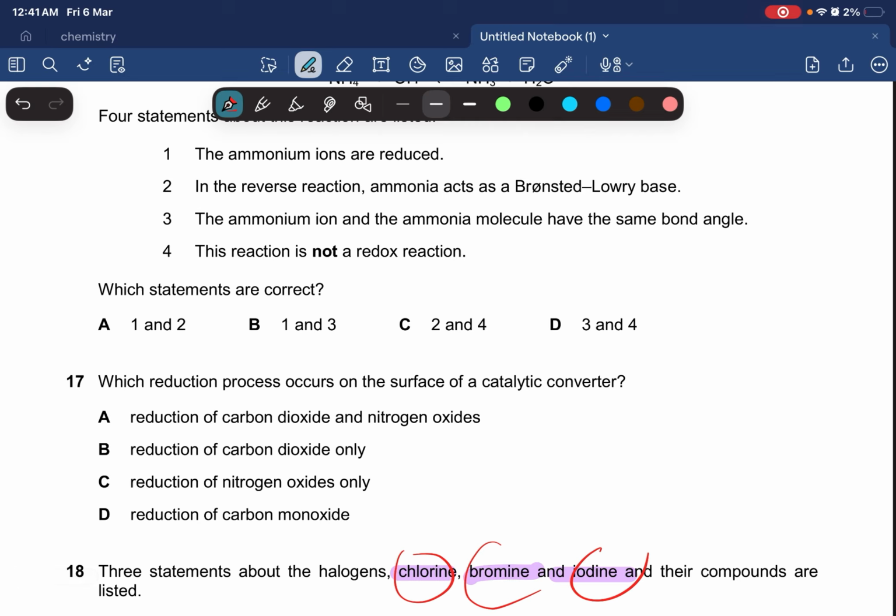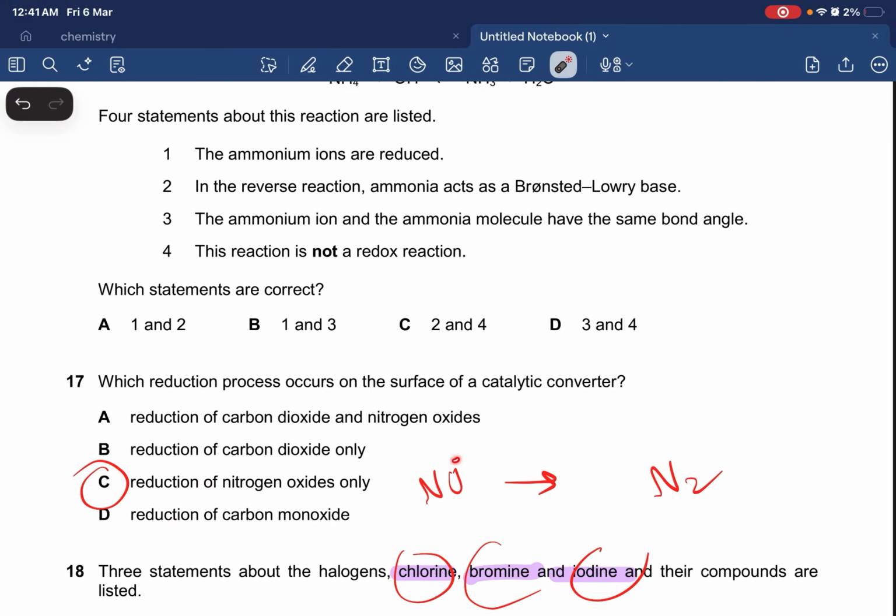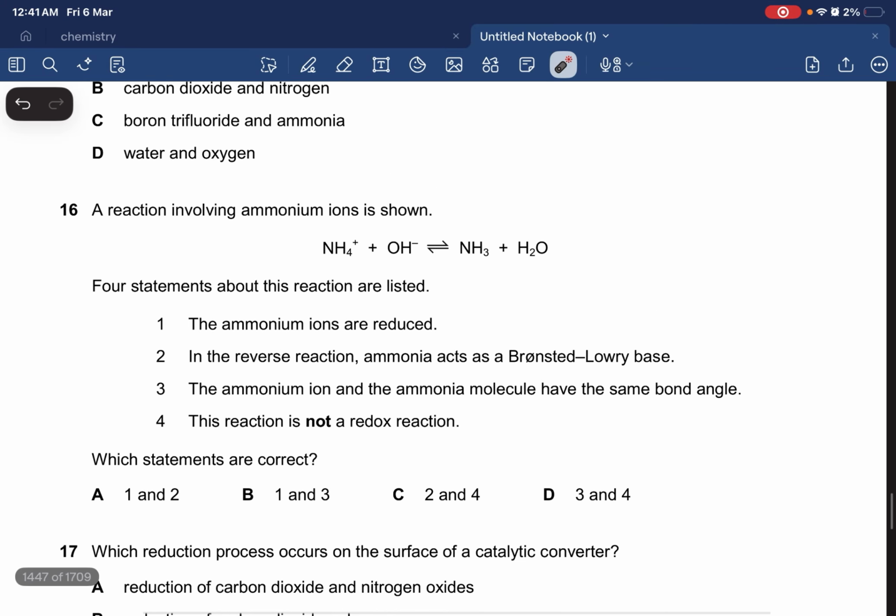Which reduction process occurs on the surface of a catalytic converter? Reduction of carbon monoxide? No, oxidation of carbon monoxide. Reduction of nitrogen oxides? Yes, we reduce nitrogen oxides to form nitrogen gas. From nitrogen oxides, we form nitrogen gas, and that is a reduction because we take away its oxygen and form nitrogen gas only.